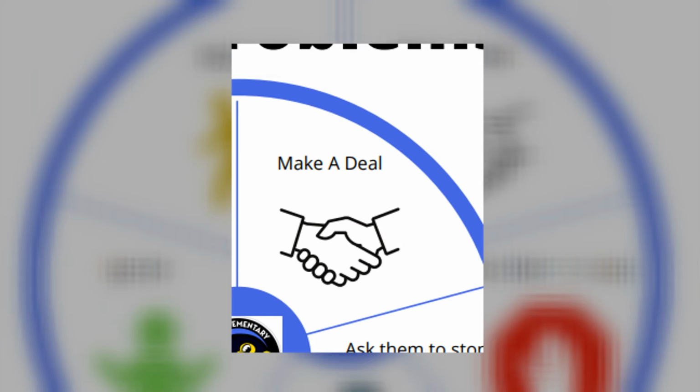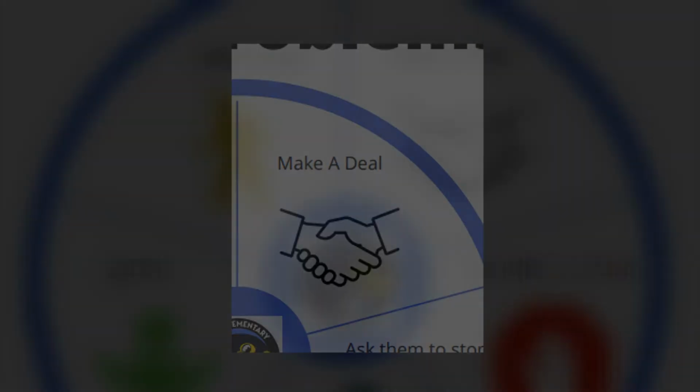Make a deal is a strategy you can use to help come up with a plan. For example, if you're at recess and there's only one ball, but 2 of you want to play, you could come up with a plan or make a deal to say, I'll play with it today and you can play with it tomorrow. Or you could rock, paper, scissors to see who gets to play first. Or you could make a deal to play the game together.